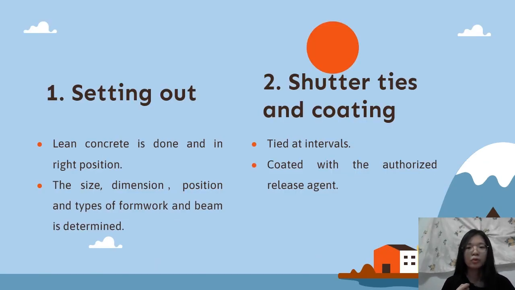What we need to do during the construction process. During the setting up process, the lean concrete is done and it is in the right position. Then the size, dimension, position, and type of formwork and the beam need to be determined. And at the installed formwork system, the starter bar and coating are processed, and it needs to be coated at the interval of the formwork system and the corner with the authorized release agent.